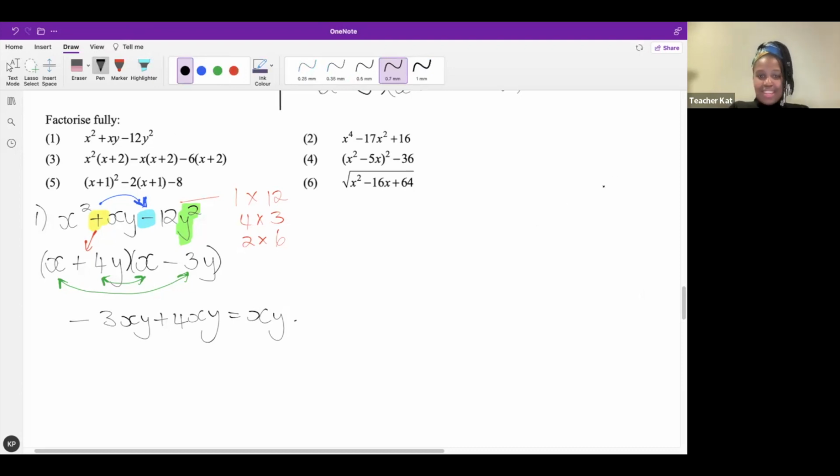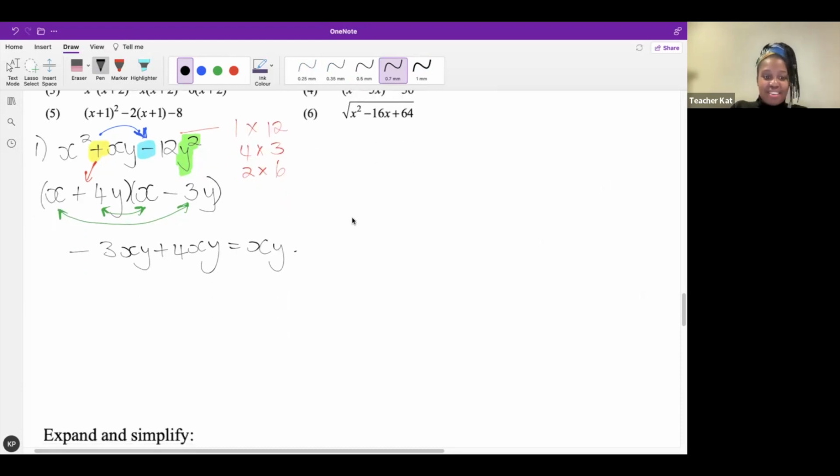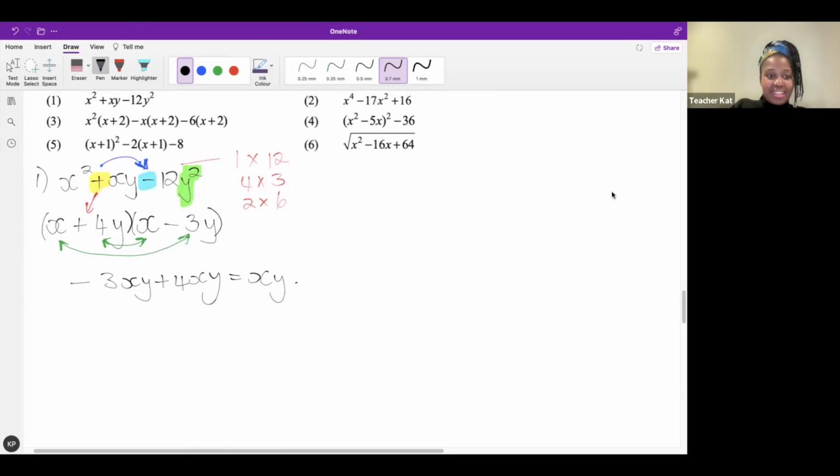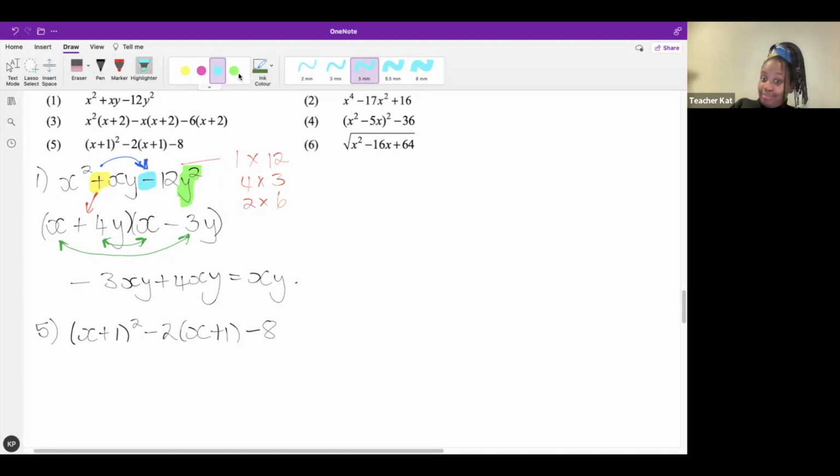Okay. Let us look at 5. 5 is very interesting. X plus 1 squared minus 2 times x plus 1 minus 8. What is going on here, lovelies? How many terms do I have? I still have 3. A 1, a 2, and a 3.